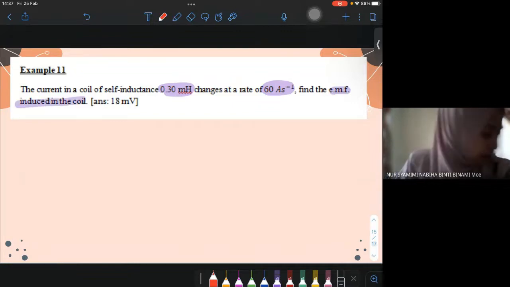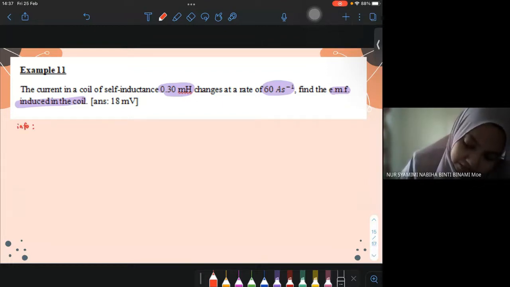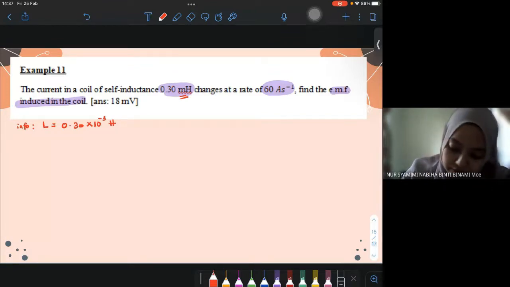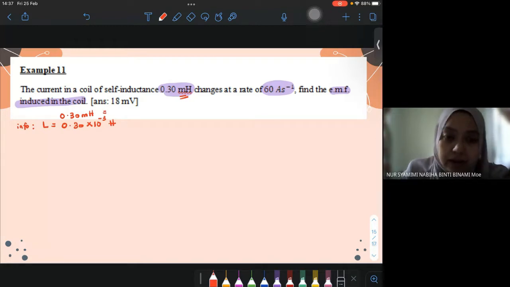So info, self-inductance, so it is L equals to 0.30 milli, so negative 3 Henry. Okay. So if you are my student, every time you keluarkan info, terus tukarkan kepada SI unit. Kalau kamu tak nak tukar SI unit lagi, kamu boleh je tulis kat sini dulu 0.30 millihenry. Tapi sebelah ni terus tukarkan kepada SI unit. Okay. 60 ampere per second.